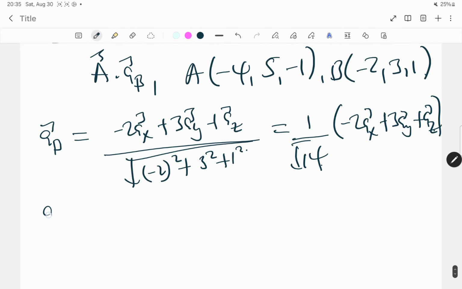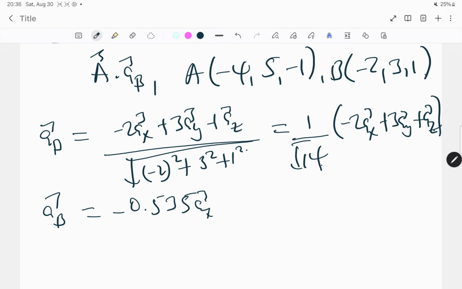Now I can even further simplify this, so that we can just write minus 2 divided by root 14. That is going to get minus 0.535.